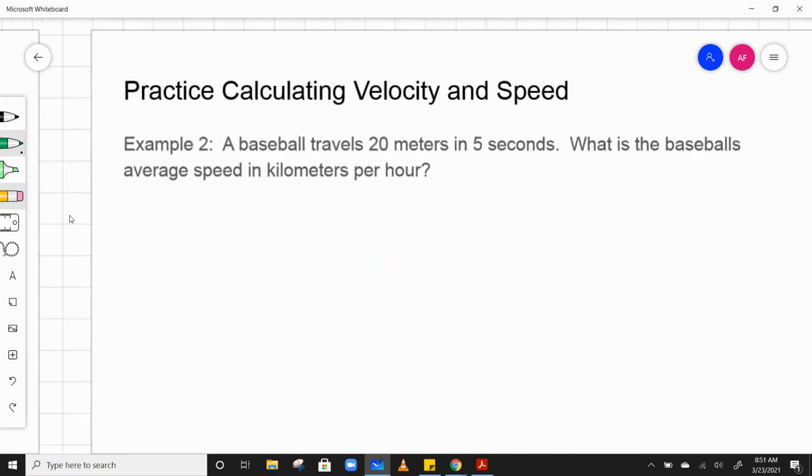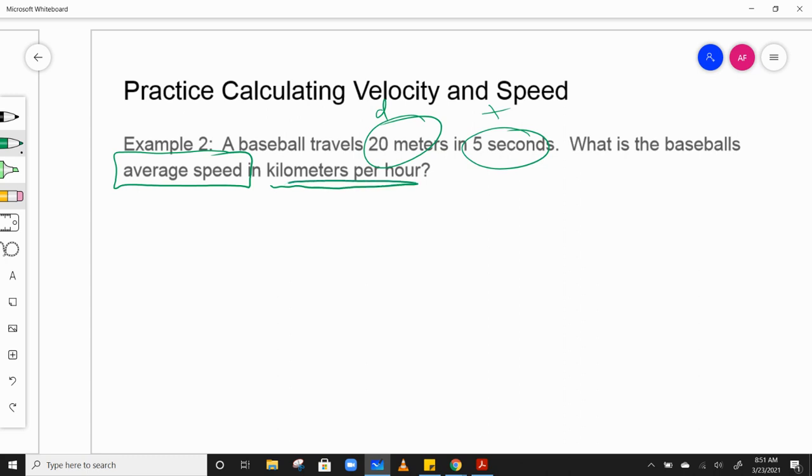Okay, a baseball travels 20 meters. That's our distance. In 5 seconds, that's our time. What is the baseball's average speed? So we're looking for average speed, but we also need it in kilometers per hour. So keep that in mind. I'm underlining that, which helps you remember what units I'm looking for. So distance is 20 meters. Time is 5 seconds. And we're looking for speed. And we want it in kilometers per hour.